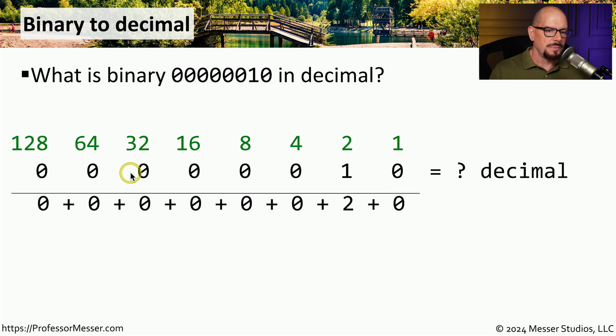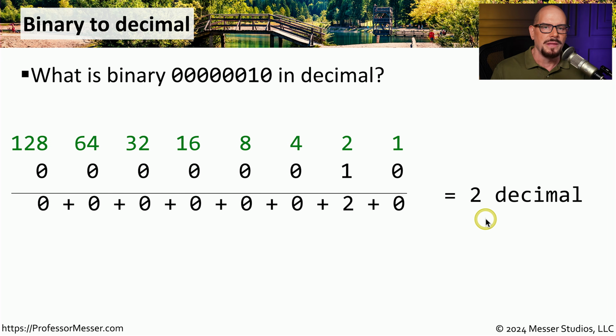Now we have everything we need to perform this binary calculation. In each of these places where we have a binary 0, we're going to bring that 0 down to the bottom line. In every place where we have a binary 1, we're going to take the number just above that and bring it down onto the bottom line. We're then going to add all of these numbers together on the bottom line. So 0 plus 0 plus 0 plus 0 plus 0 plus 0 plus 2 plus 0 equals 2 in decimal. So the answer to this question of converting binary 00000010 is the same as 2 decimal.